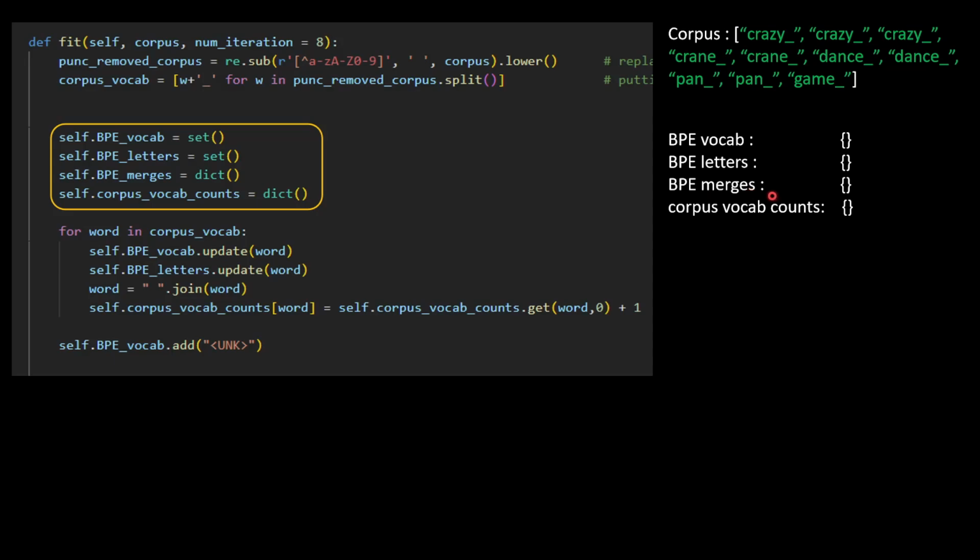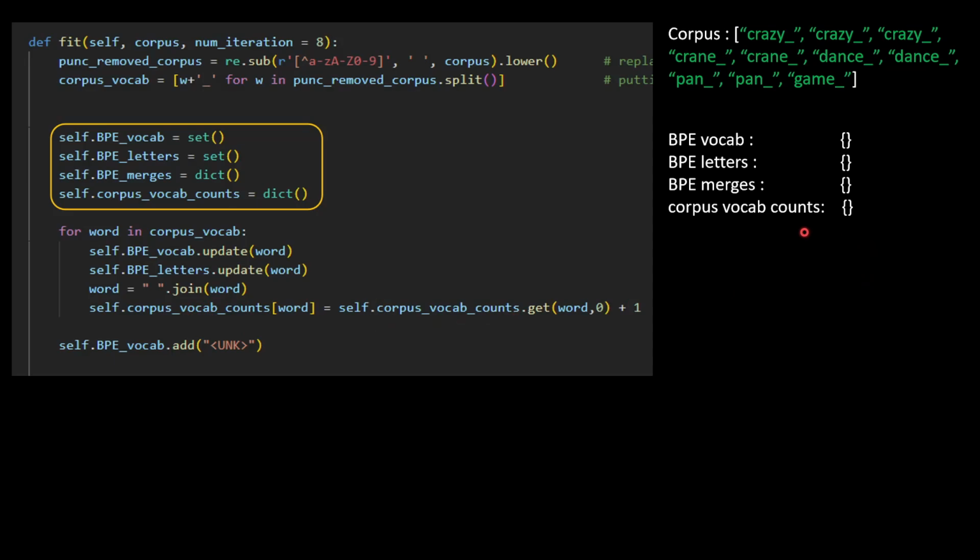bpe_merges will contain the merge rules that we will be learning in part 2 of the fit method, so we are not reaching there yet. corpus_vocab_counts will contain tuples of characters in the keys and their frequencies in the values. With a dry run of this code, we will easily understand what is happening here. Explaining in words may seem a bit ambiguous, but once we update our corpus_vocab_counts, you will see exactly what is happening.